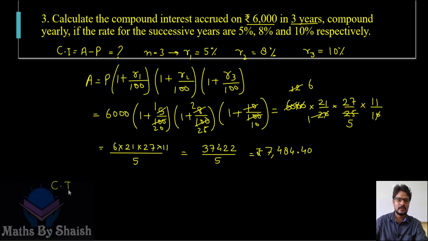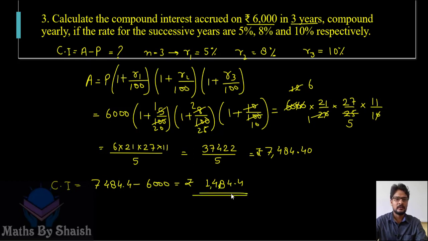So CI becomes 7,484.4 minus the principal, that is 6,000. So the interest is 1,484.4, and that's the compound interest. Now let's discuss the next one.